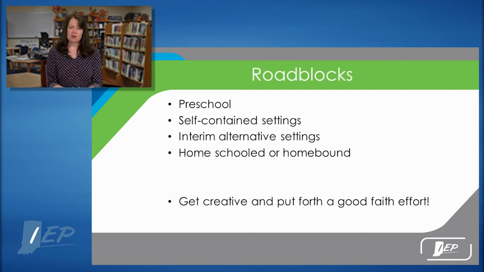Some of the roadblocks that we see in doing systematic observations, and I think some of the reasons why I've seen so many evaluations where the observation really isn't compliant based on Article 7. One is our preschool students, because most of our preschool students are coming in to be evaluated for developmentally delayed. There is the requirement for a systematic observation across environments.